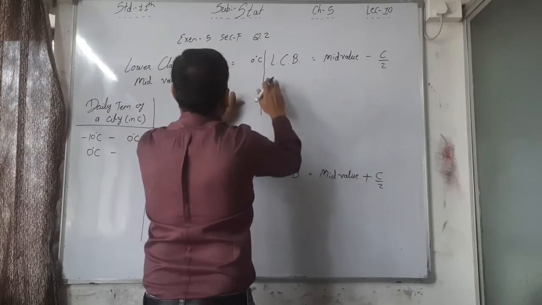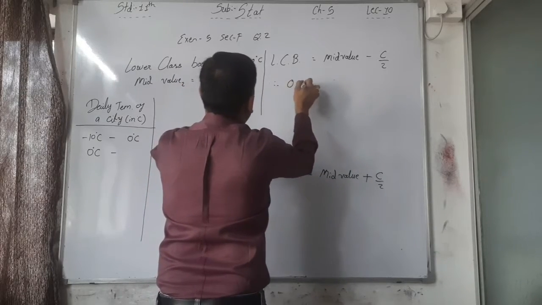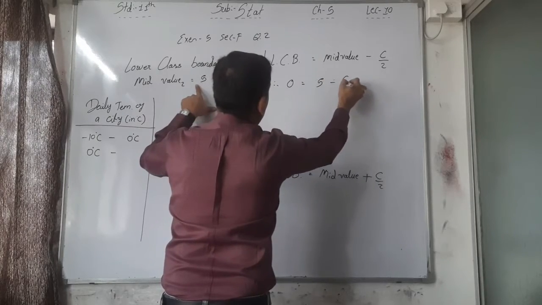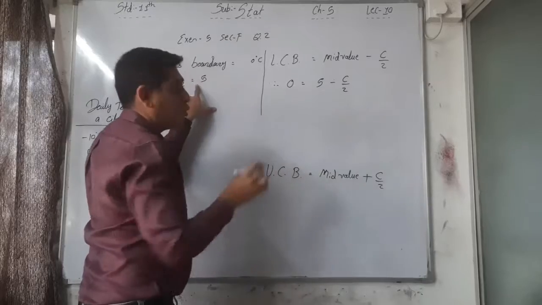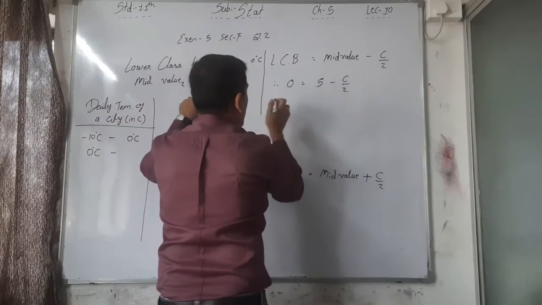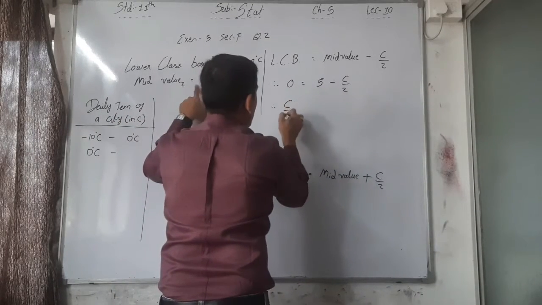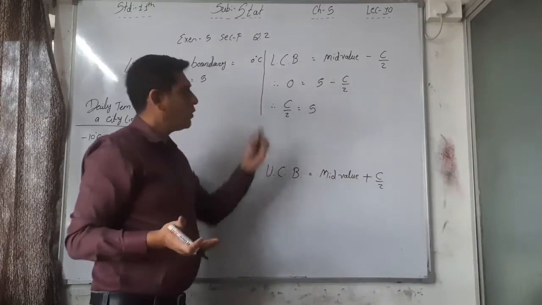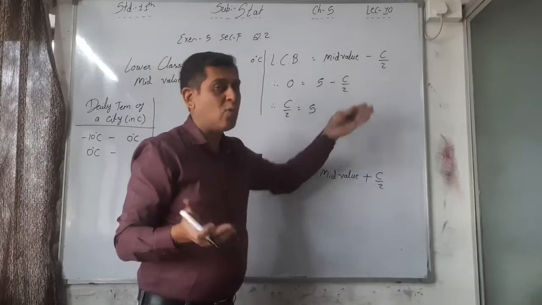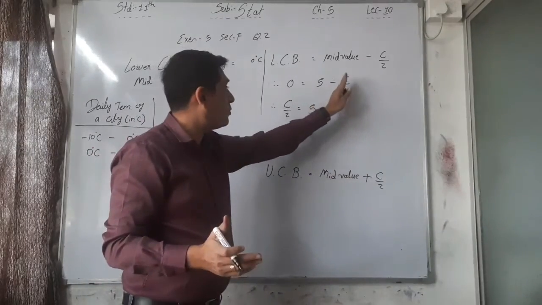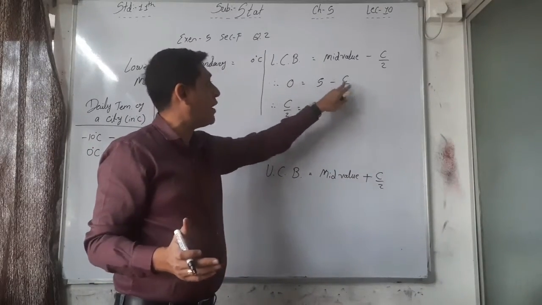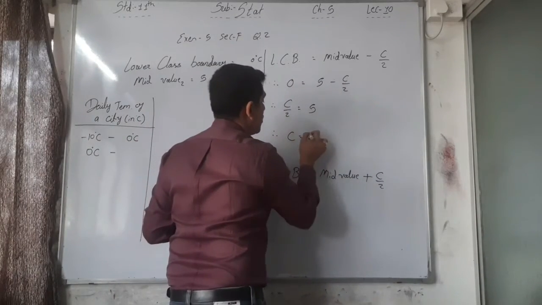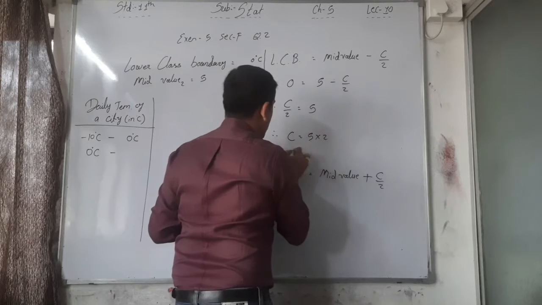See, the 0 is not minus or plus, therefore 0 is equal to mid value, that is 5 minus C by 2. Yes, so here minus C by 2 converts to this side, that's why plus C by 2. 5 minus 0 is 5, 0 transferred to this side, and C by 2 transferred to this side, that's why minus becomes plus. So here C is equal to 2 into 5, again C is equal to 10.